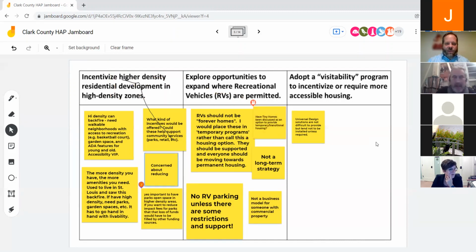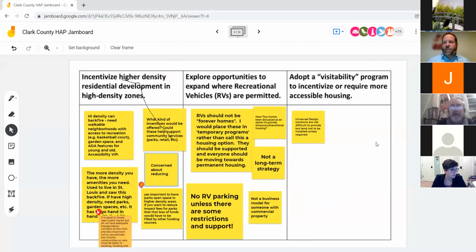I see, have tiny homes been discussed as an option to provide temporary and transitional housing? Definitely. There was a lot of talk about tiny homes, grouped in with discussion about ADUs. I remember that. So feel free to raise your hand, or Michael, go right ahead.